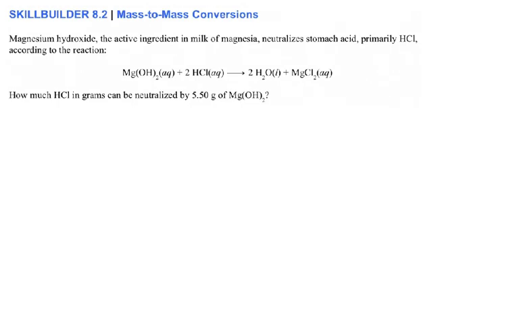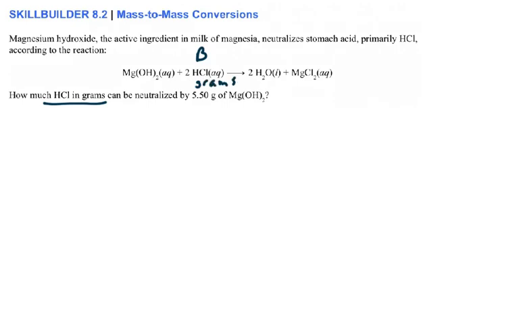Okay, I'm assuming you did this problem. So according to this, magnesium hydroxide and hydrochloric acid are neutralizing each other, forming water and magnesium chloride. They want to know how much HCl in grams. So this is what we're looking for, let's call it B. And they want it in grams, so that's mass.